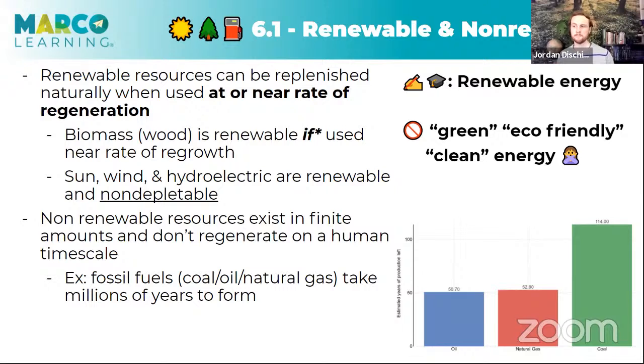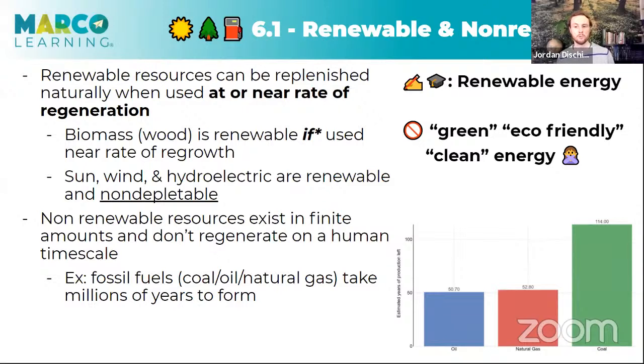Okay, very quickly, renewable versus non-renewable. Biggest takeaway here is that we need to use the term renewable, and we need to know what it means. Things you do not want to do on an FRQ. I like to tell my students you can basically kiss the point goodbye if you use the words green energy, eco-friendly energy, clean energy. Not things that you want to do. So make sure that you are writing about renewable resources from the standpoint of something that can be replenished naturally if it's used at or near the rate of regeneration.